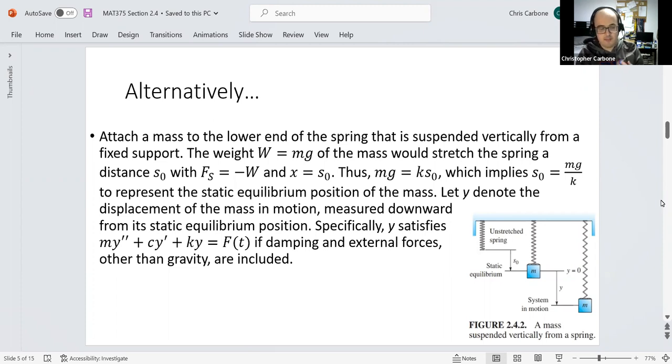So if we let y be the displacement of the mass in motion measured downward from its static equilibrium position, so going downwards in our picture on here, then y satisfies m times y double prime plus c times y prime plus ky is equal to F of t if damping and external forces other than gravity are indeed included.